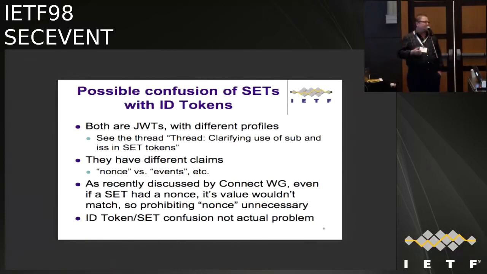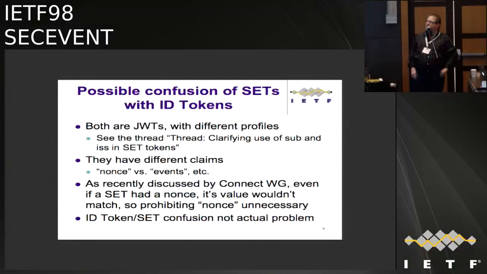All right, now we'll get to some meatier ones. Probably the most discussed topic about the draft has been, is there a possibility of confusing a security event token with a JSON web token? And it's a question that actually does matter a lot, because if it's possible for an attacker to take a security event token and replay it as an ID token in an OpenID Connect sense, where that's defined, then there are attacks that are possible.